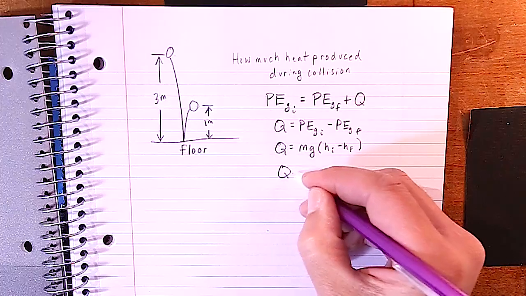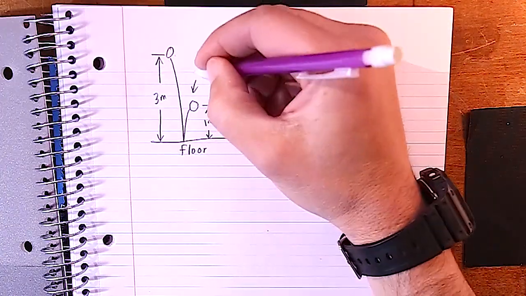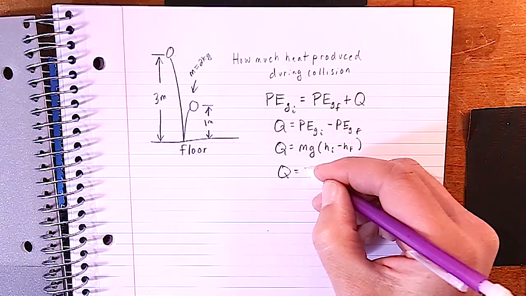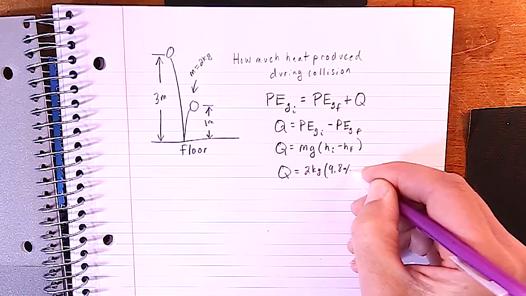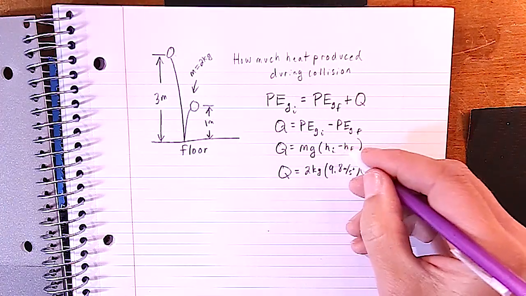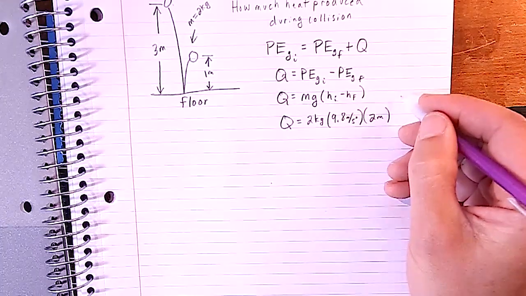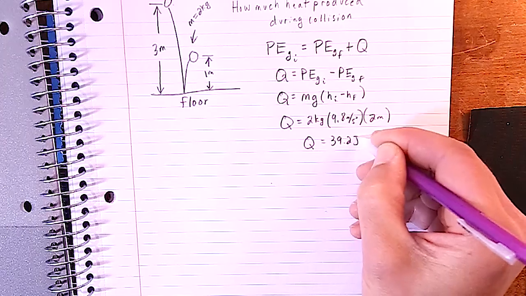So when we put the numbers in, I didn't give the mass of the ball. Let's say the mass of the ball is 2 kilograms. So that would be 2 kilograms times 9.8 meters per second squared. And then we subtract the height. 3 minus 1, so that would be 2 meters. So the heat produced would be 39.2 joules.